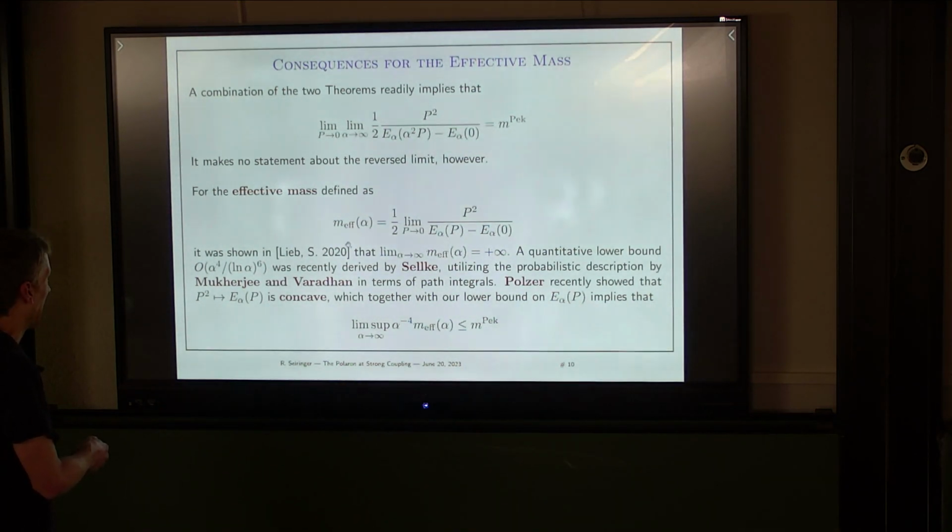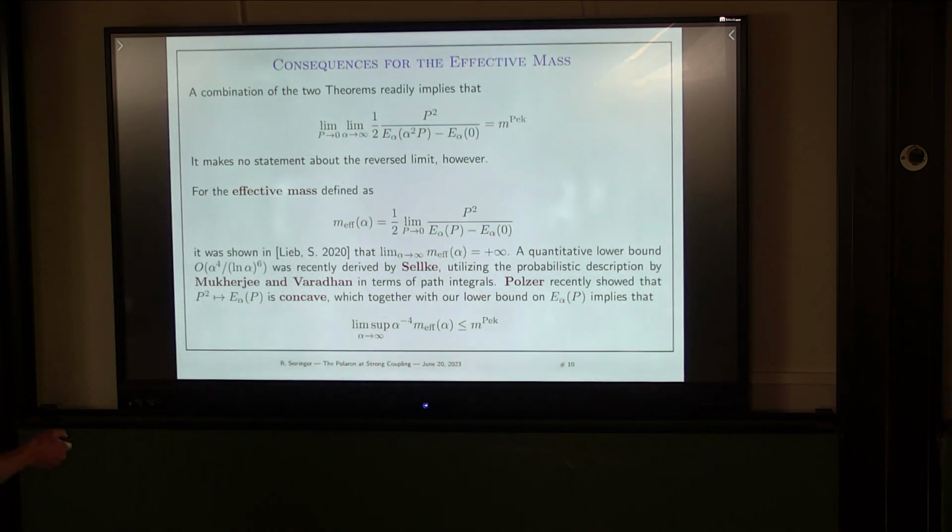In fact, as I said, the prediction a long time ago, going back to the 40s, I think Landau and Pekar, is that this should grow like alpha to the 4th. I think only a few years ago, together with Elliott Lieb, we managed to prove that it grows at all, meaning that this quantity actually does diverge as alpha goes to infinity. Since then, a number of quantitative lower bounds have appeared. I don't mention them all here.